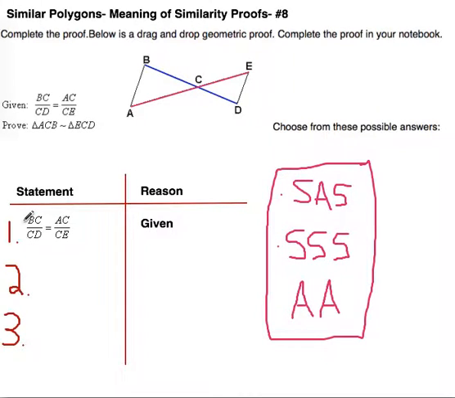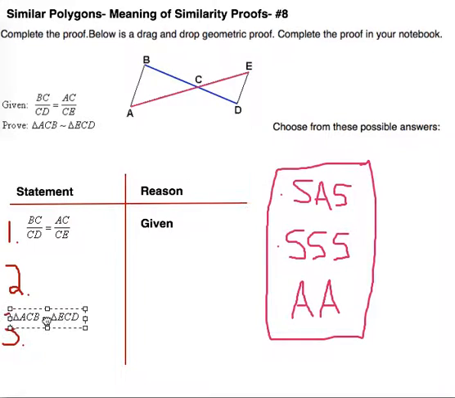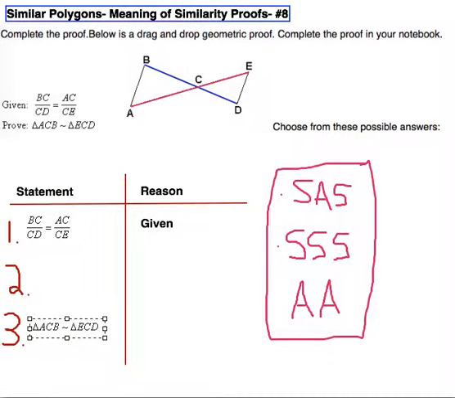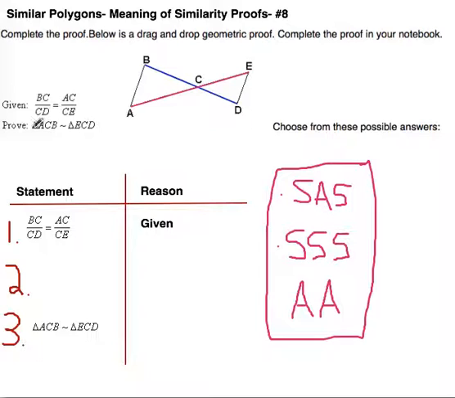So whenever you're going into your proof, what do we always put for our first statement? We always put the given. And then your last statement is always going to be what you're trying to prove. So in this case, we have that triangle ACB is similar to triangle ECD. Now we just need to know how we prove this, and we need to find what comes in the middle.